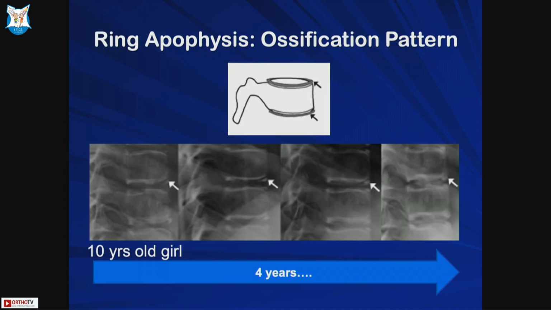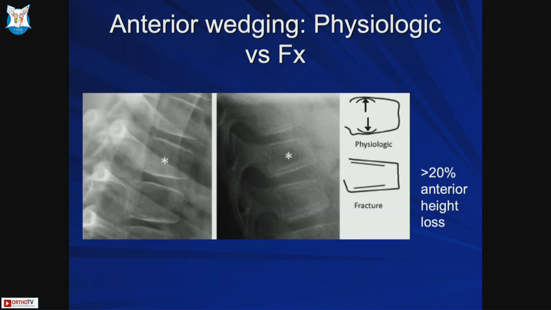The ring apophysis is also a normal ossification pattern above and below the vertebral body. You can see an example of a 10-year-old girl who is progressing during puberty, and you can see how the ossification ring is gradually getting ossified, and it finally fuses to the main bone. So if you are called to say whether this is a fracture or not, you need to remember that there is an ossification pattern about the ring apophysis.